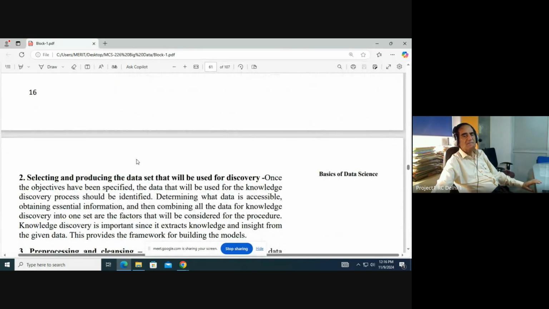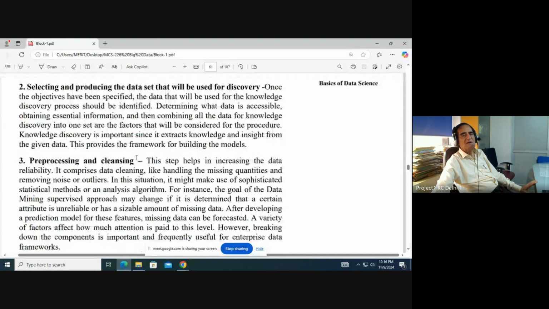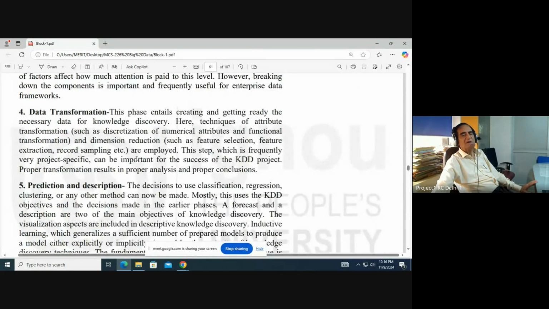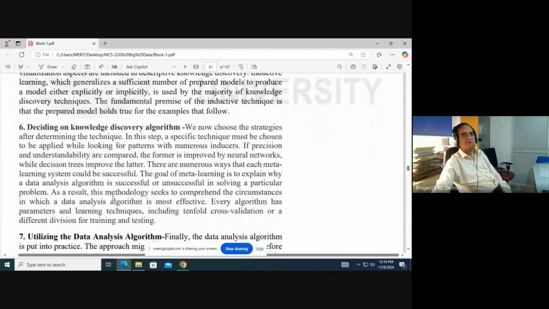That's important. Selecting and producing the data set that will be used for discovery, pre-processing and cleaning, data transformation, prediction and description. The decision to use classification, regression, clustering, or any other method can now be made. Mostly this uses the KDD objective and the decisions made earlier, knowledge discovery and all that. So the fundamental premise of the indicated technique is that the prepared model holds true.